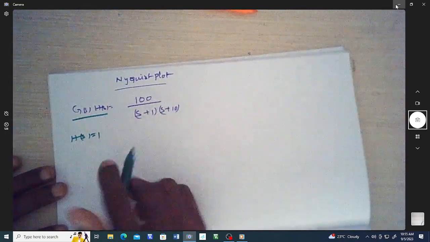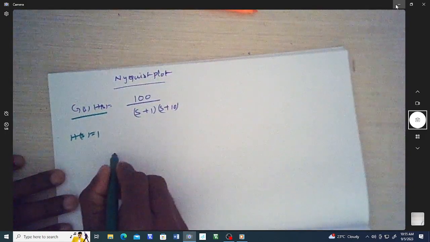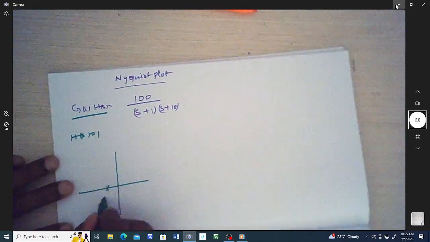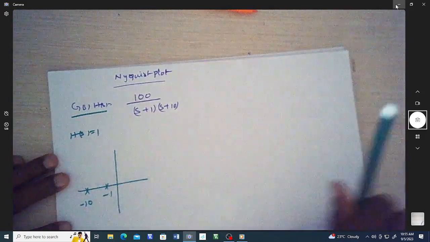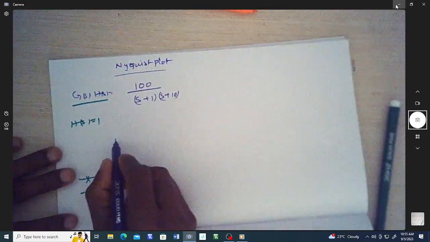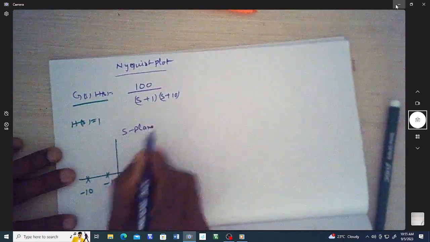So let us try to represent the open loop poles in the S plane. Suppose I write this as the S plane, now I have a pole at -1, and this is the pole at -10. Let us write the Nyquist contour, which is covering the entire right hand side of the S plane. So this is the S plane now.